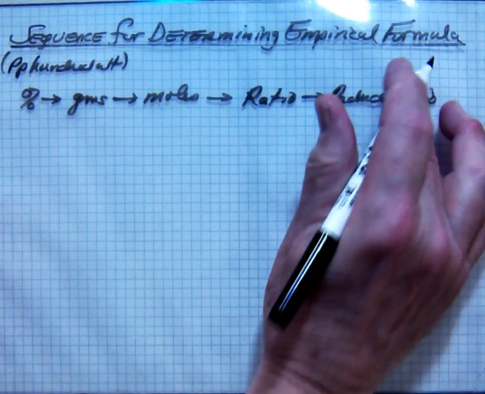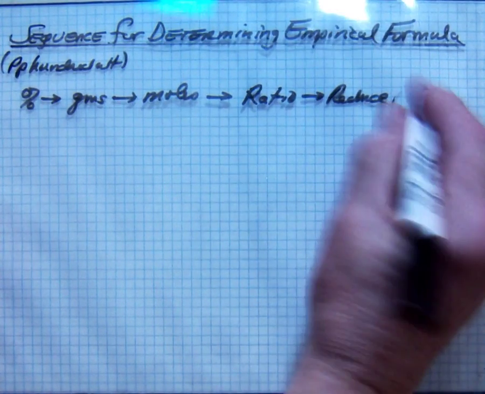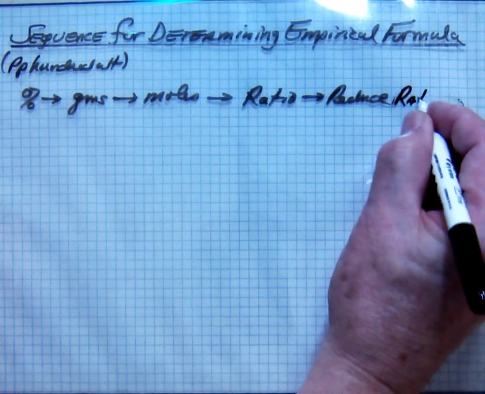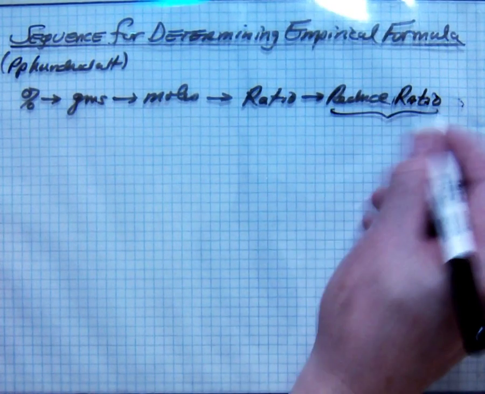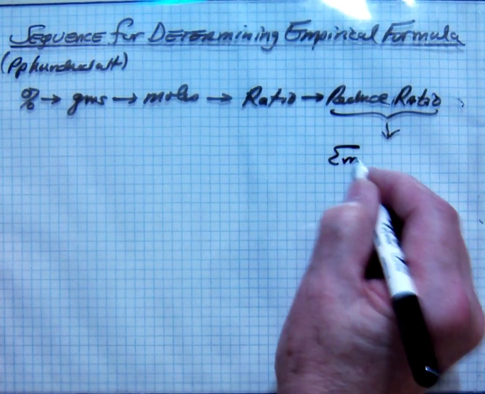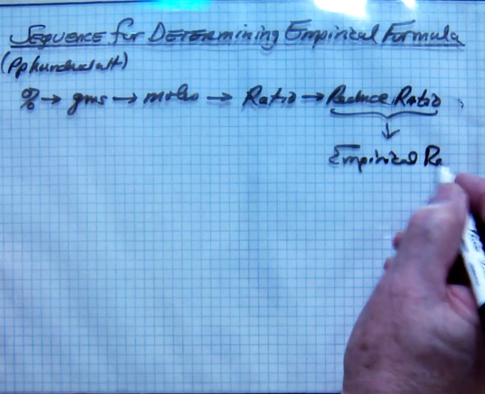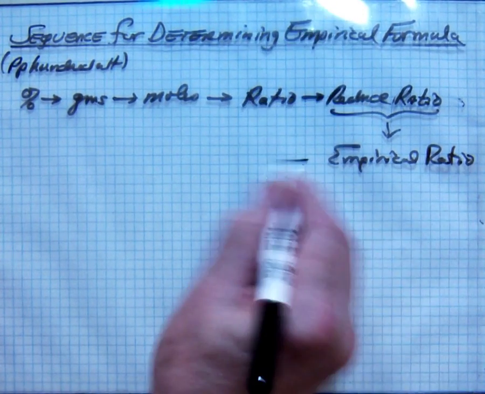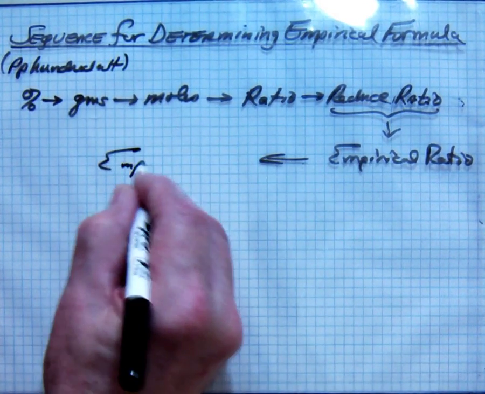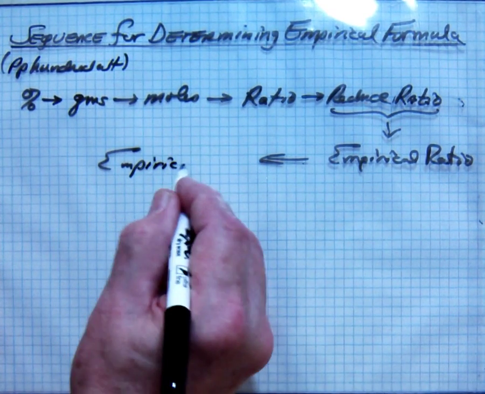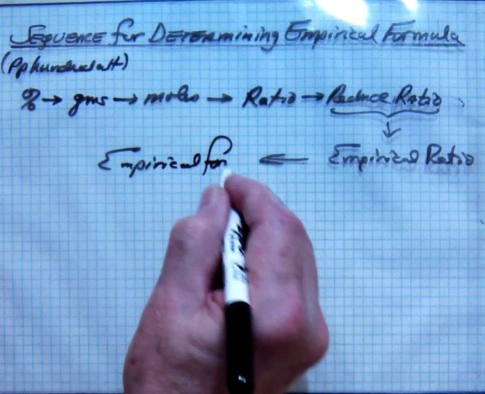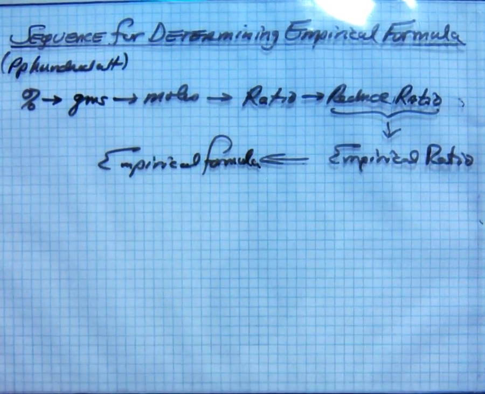And that gives you the empirical ratio. And with that, then you write your empirical formula. Like that.